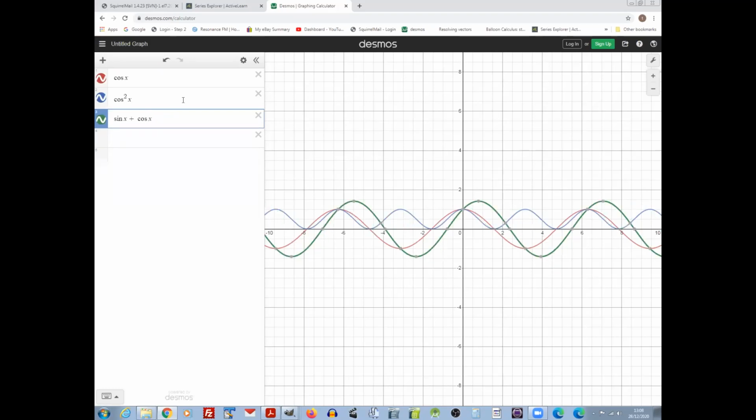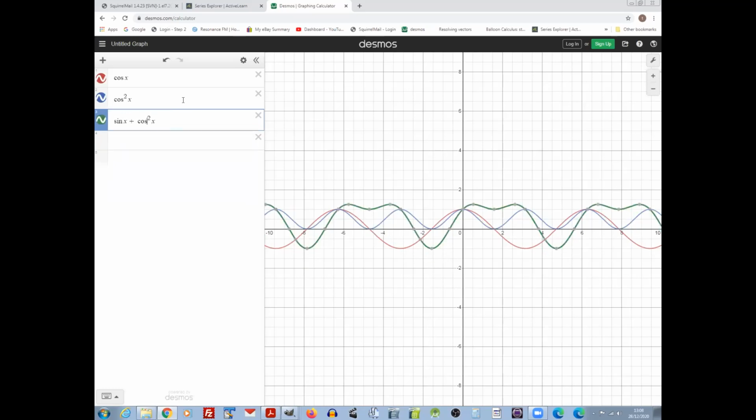No, not cos of 2x. Cos squared of. Oh no, you got it. Finally. Yeah. See the green one? So that's what we're talking about. It's no mean feat to sketch that, and they're not expecting us to. Okay.